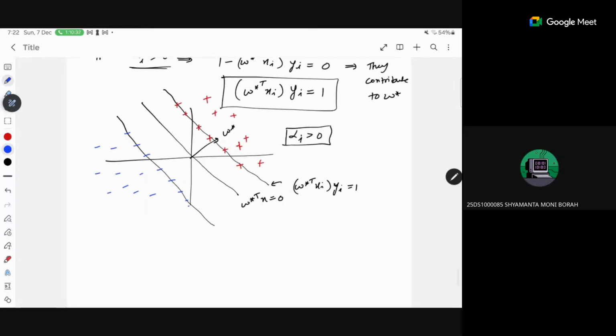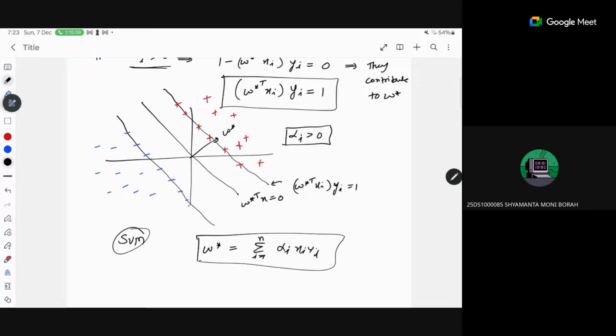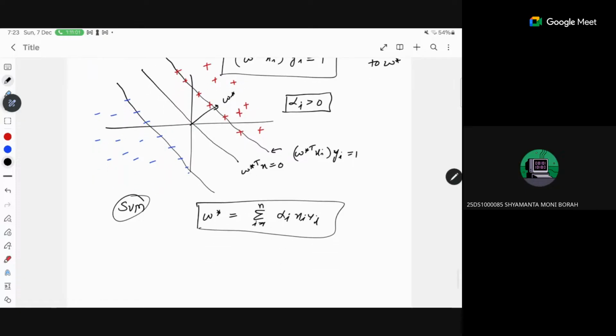Now, this is what is called a support vector machine algorithm, right? In that case, if I wanted to find the w star, which is a summation of i equal to 1 to n of alpha i xi yi, do I need all data points, or do I need only some data points?